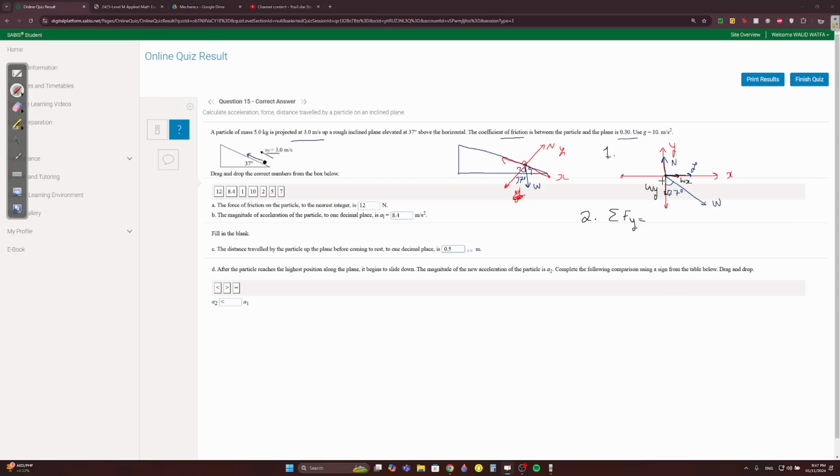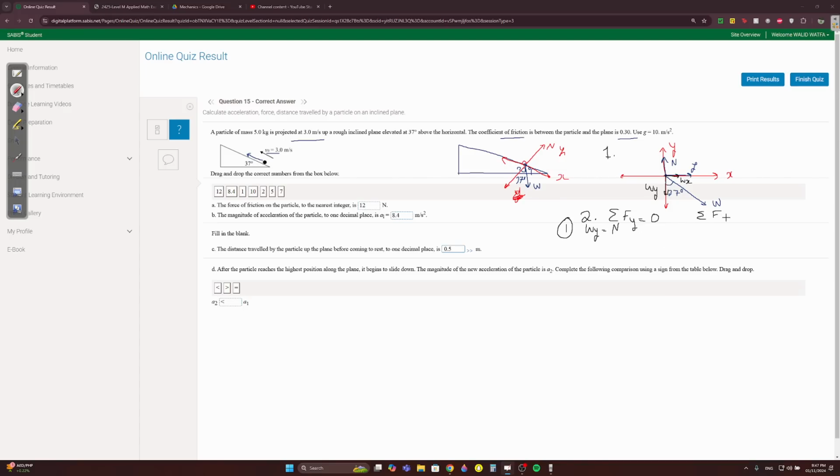Let's see. Is my object going up and down? No. So it's going to be equal to 0. What are my Y forces? What force do I have vertically? When I say equal to 0, always what's down is equal to what's up. So the Y component of the weight is equal to the normal. This is equation 1.